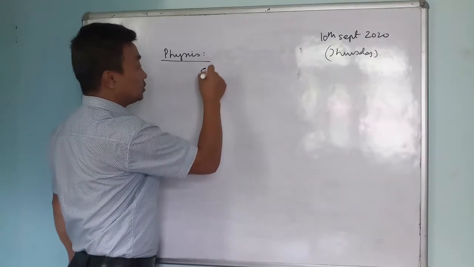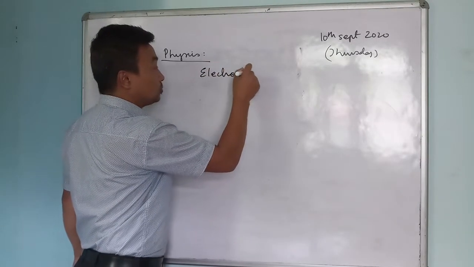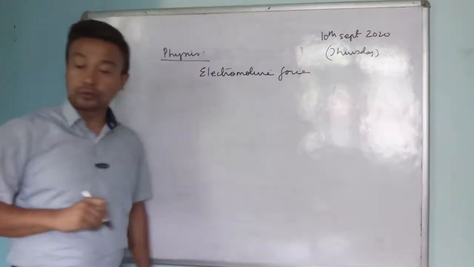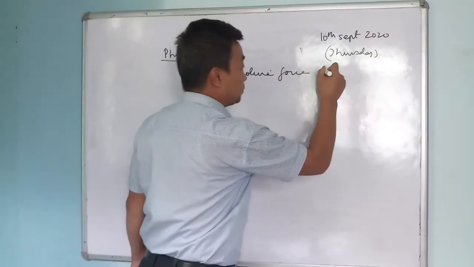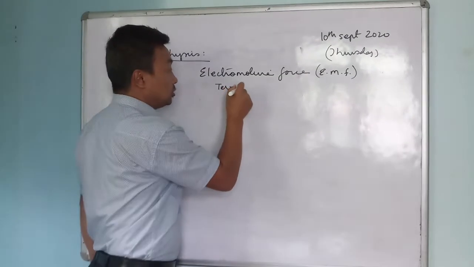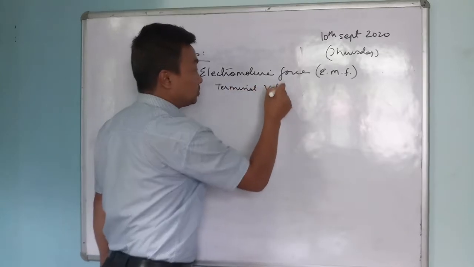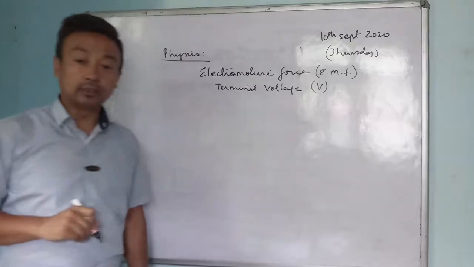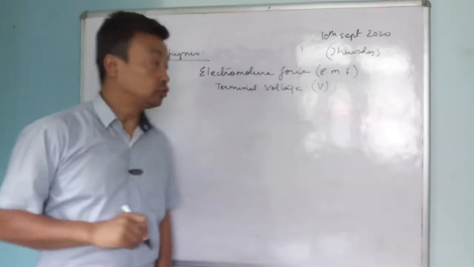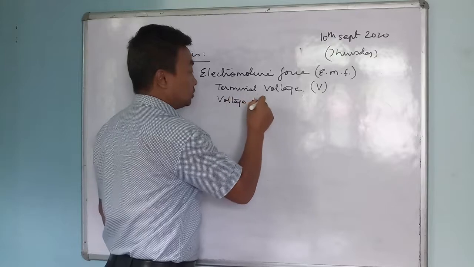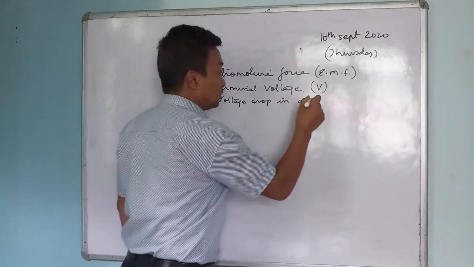The first one is electromotive force, which can also be termed as EMF. The second one is the terminal voltage, which is given by V. Then the third one is the voltage drop in the cell. Voltage drop in a cell.